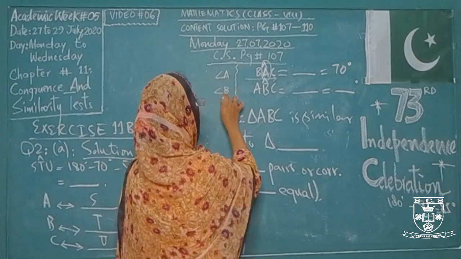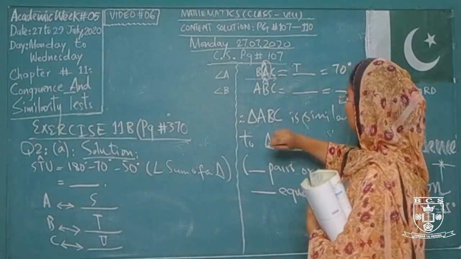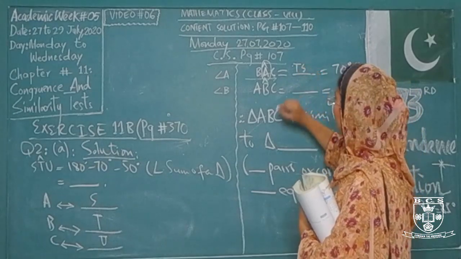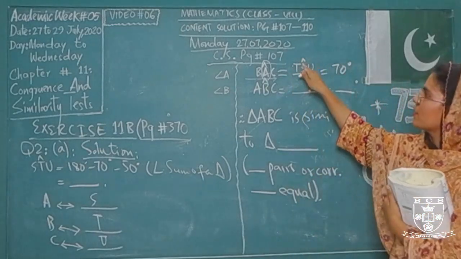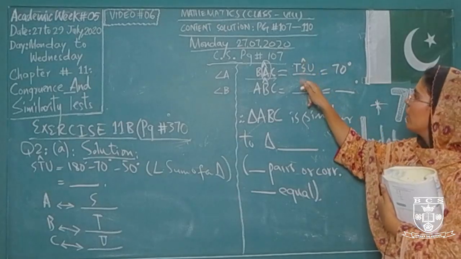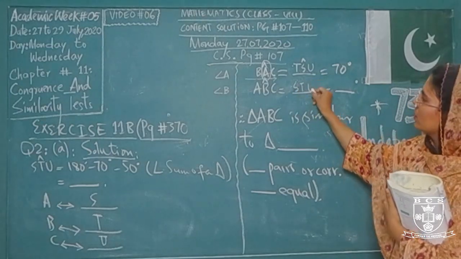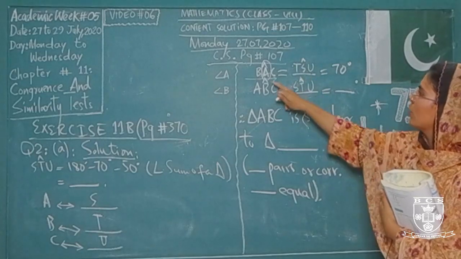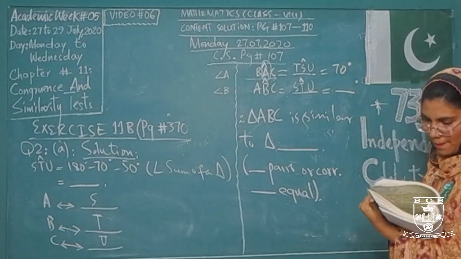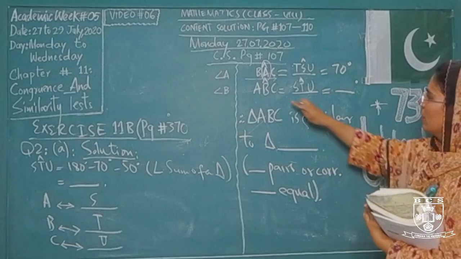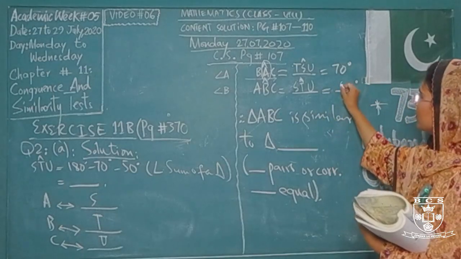So angle A and angle B: BAC, B is corresponding to T, A is corresponding to S, and C is corresponding to U. So this is TSU, and I am mentioning this cap sign on the S, and this cap is representing angle S. Right now A is again S, B is T, and C is U. This is angle T. So angle BAC is equal to angle TSU, equal to 70 degrees in the book, and after that angle ABC is corresponding to angle STU, and this is equal to 60 degrees.